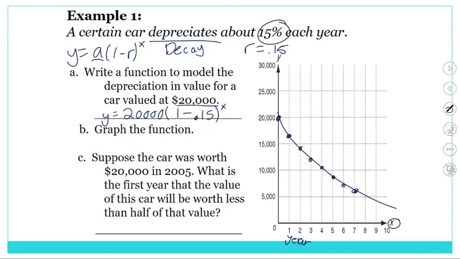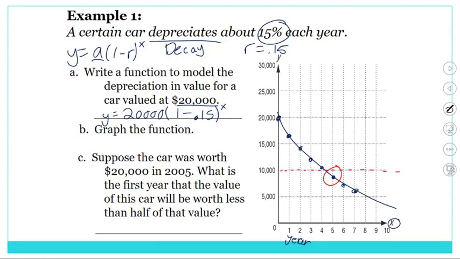What is the first year that the value of this car will be worth less than half of that value? So half of that value would be 10,000. If you look at the graph, you can see where it would be worth $10,000. And the first year that we notice it drops below that is year 5.